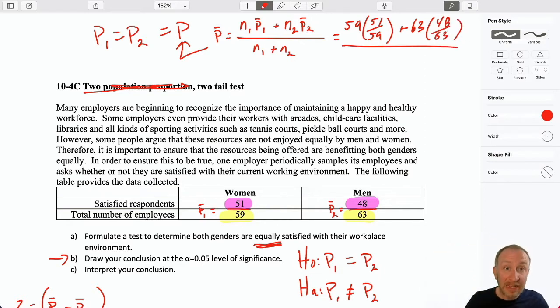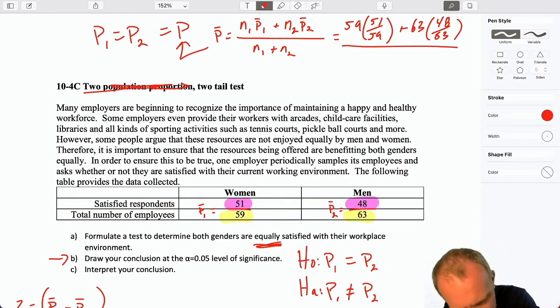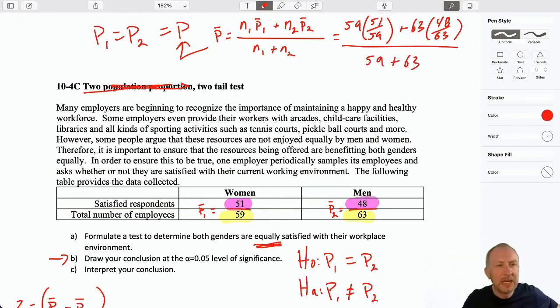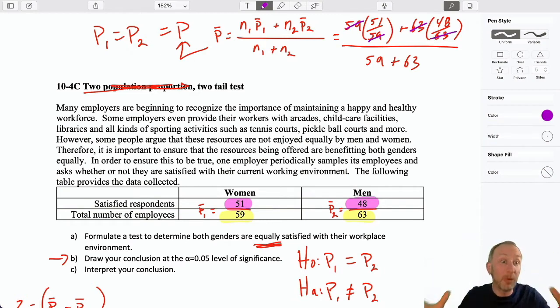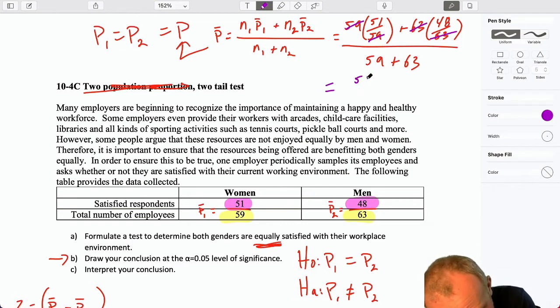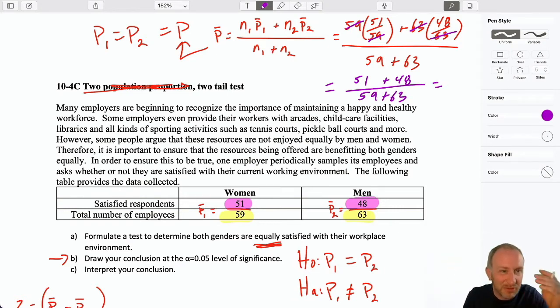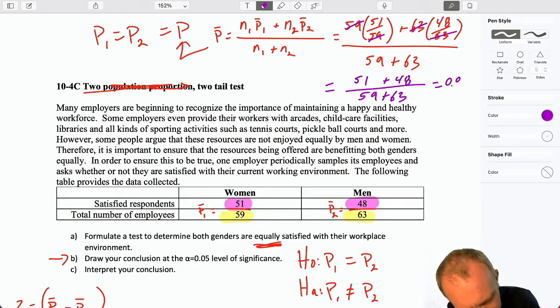Of course, I am doing these calculations kind of the long way. You guys don't have to, right? You've done enough of these exercises that you can probably skip this step, because you already know that these all cancel out. So you really don't have to write it out like this. You can just skip ahead and say, well, this is going to be 51 plus 48 divided by 59 plus 63. You don't have to write out all of those intermediate steps. At least my students don't have to. So here I have 51 plus 48 divided by 59 plus 63. That gives me a pooled estimate of 0.812.